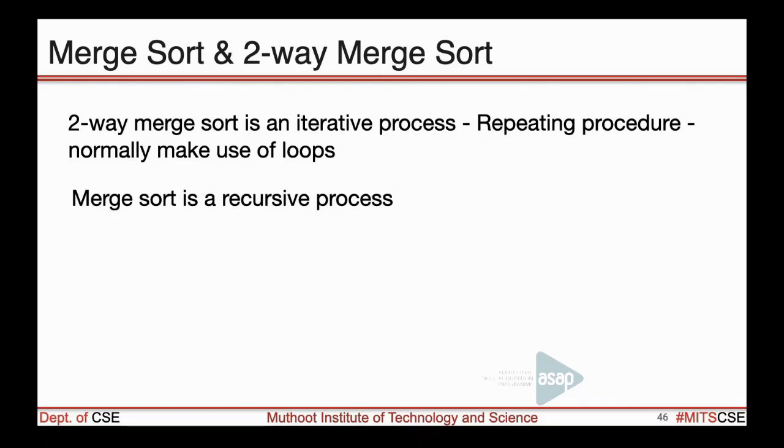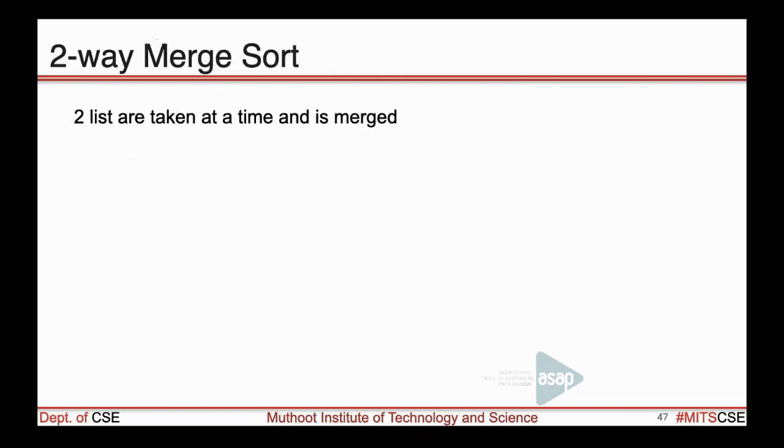2-way merge sort is an iterative process. That is a repeating procedure and it may normally make use of loops. We have seen that now, right? But merge sort is a recursive procedure. So one is an iterative procedure using loops and merge sort is a recursive procedure, because merge sort does the same stuff again and again by the divide and conquer method. So the same function will be called again and again. So it's a recursive process.